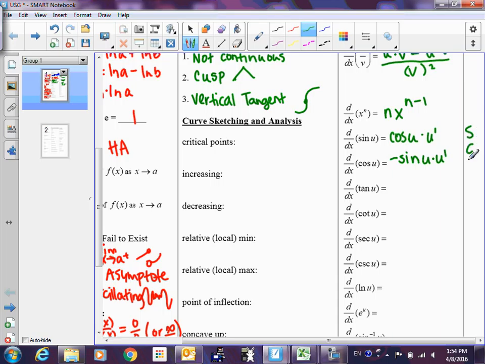Remember snow cone, snow cone? I give you a snow cone, but then I'm a mean bully, so I take it away. When you derive, you go down. When you integrate, you go up. That can help you with the whole minus, plus thing.